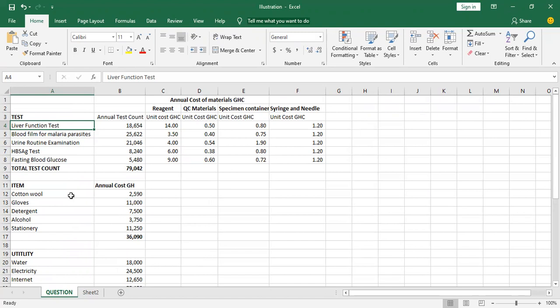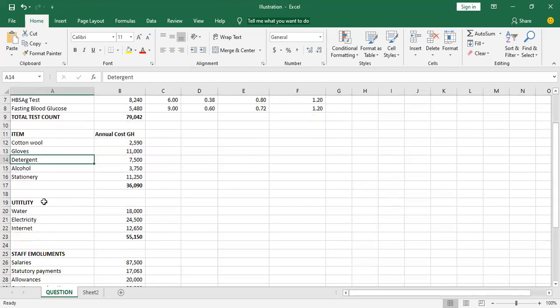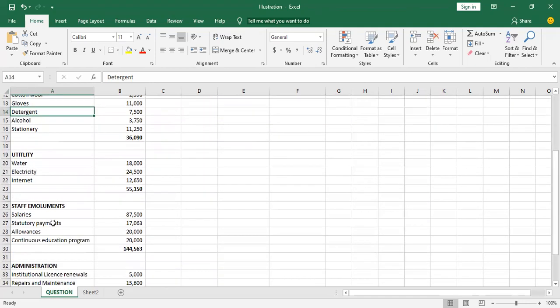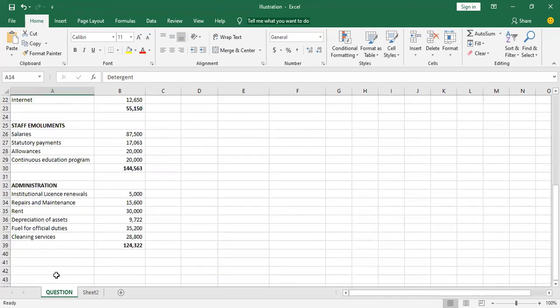So we'll find a better way of sharing the consumables cost over the tests that we are doing for the year. Same way as in gloves. You don't use one glove for one test. Usually you handle a number of samples to run a test. Same way as in detergent, alcohol. So these are typically indirect costs. That's why you can't easily attribute them to the individual test. Same for utility, that is water, electricity, internet, staff emolument, administration, etc.